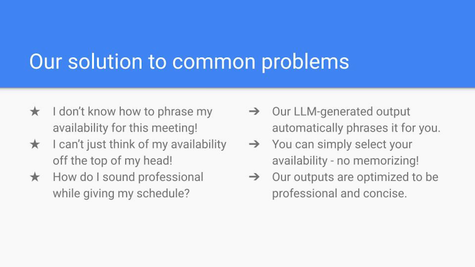For example, someone might say, I don't know how to phrase my availability for this meeting. Well, our LLM generated output automatically phrases it for you. You could also say, I can't just think of my availability off the top of my head. And that makes sense. But you can simply select your availability in our built-in calendar.